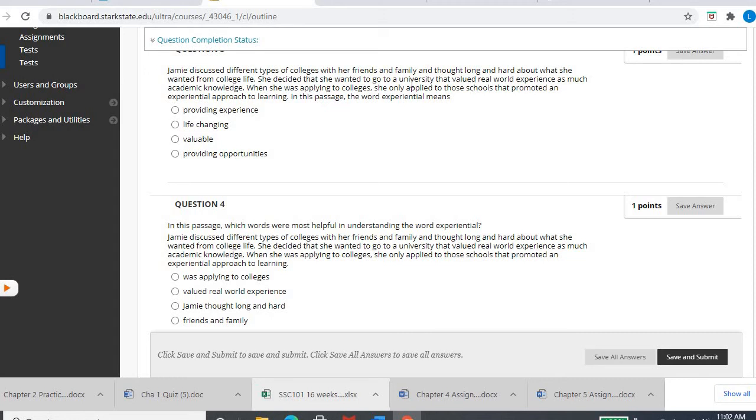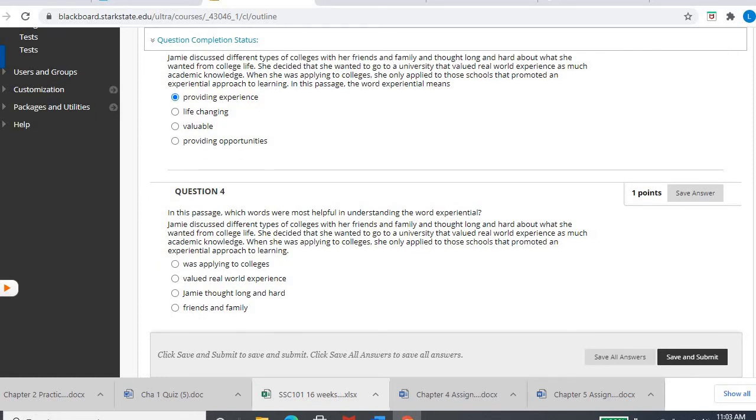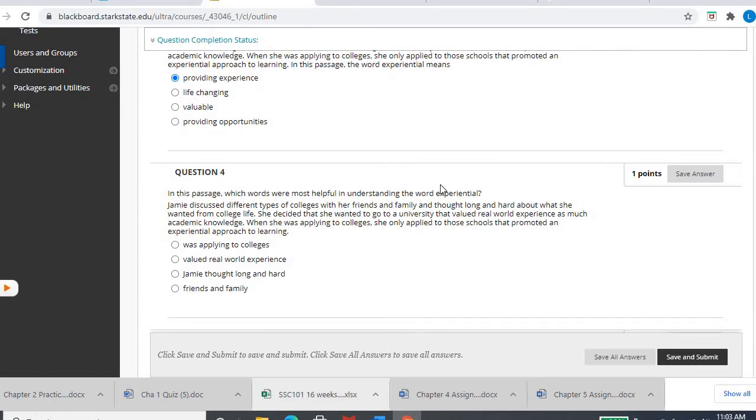So, in here, it says that she valued real-world experience as much as academic knowledge. So she only applied to schools that promoted this approach. So I know she's looking for real-world experience. So in this case, she's providing experience. Experiential means providing experience. And again, for question 4, I kind of already answered that because I talked about it in my justification. She values real-world experience. She wants experiences along with the classroom knowledge, so kind of like service learning type situations.